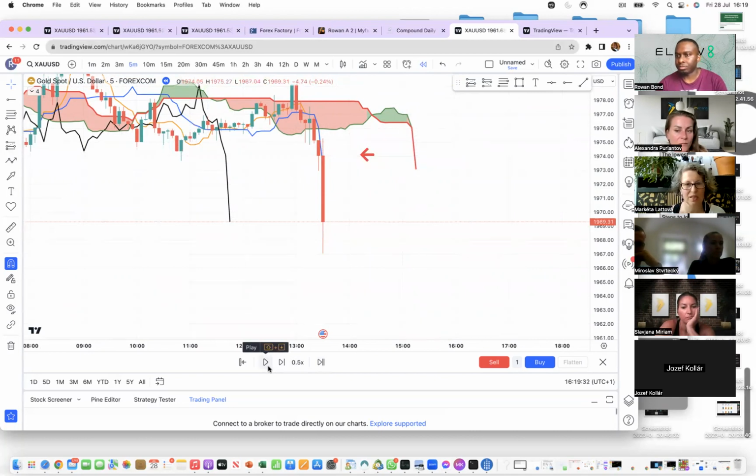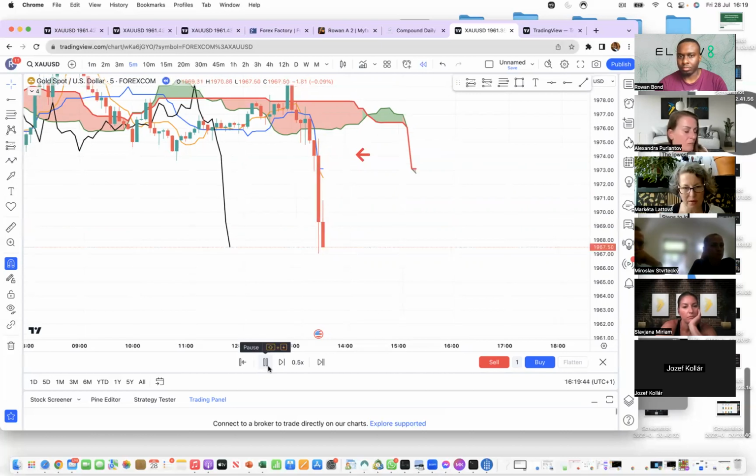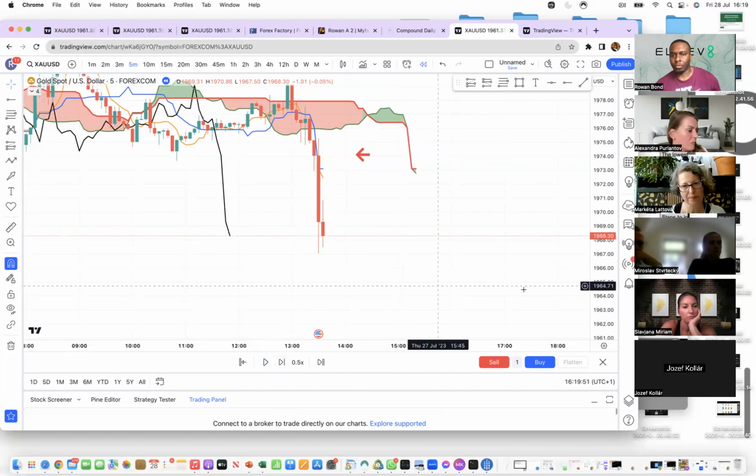Tak, takže tady vidíte, že ta svíčka zanechala vlastně ten knot spodní, to znamená, že se ta cena vracela zase zpátky. Ale díky tomu, že vidíme, že všechny tyto linky, černá, modrá, oranžová i cloud, červená, ukazují stále dolů, tak si můžeme být jistí, že ten obchod držíme dál, protože bude pokračovat prodej.